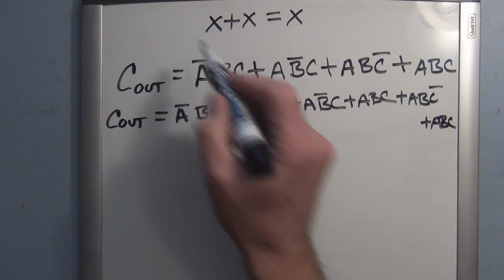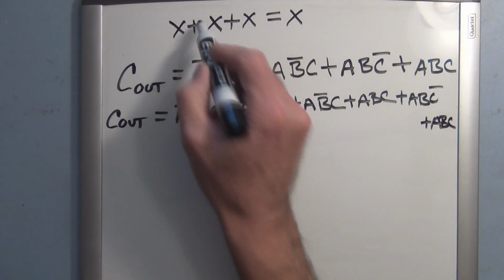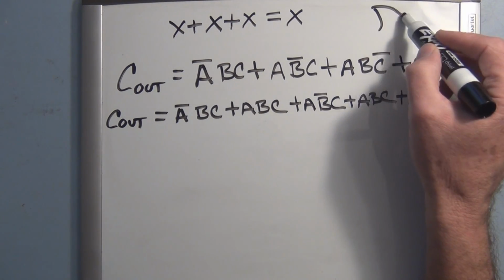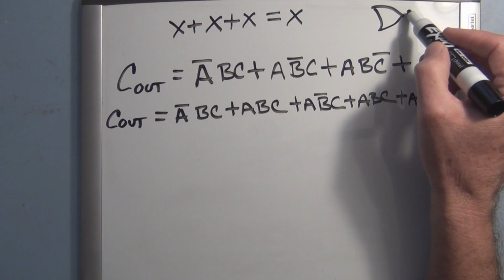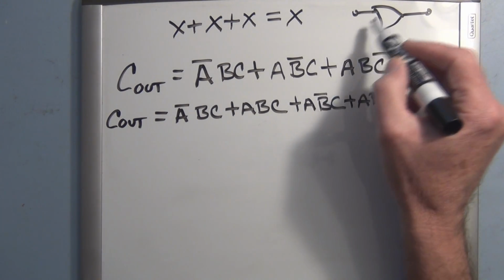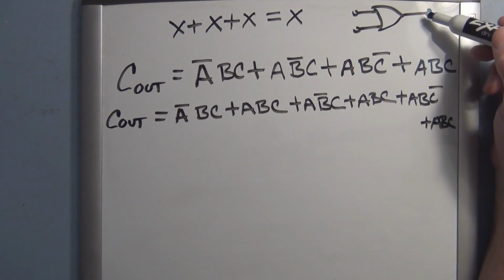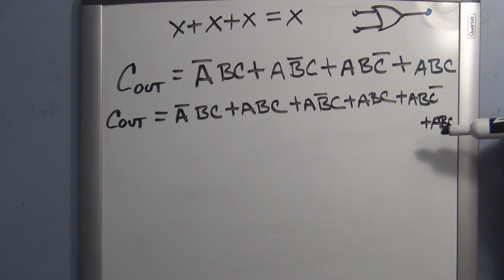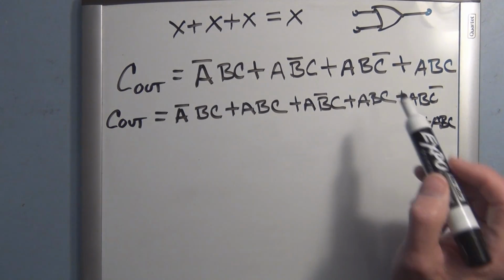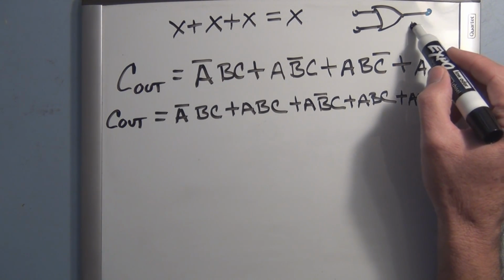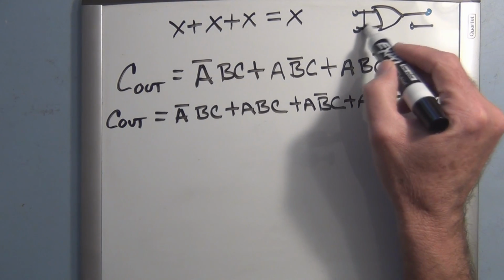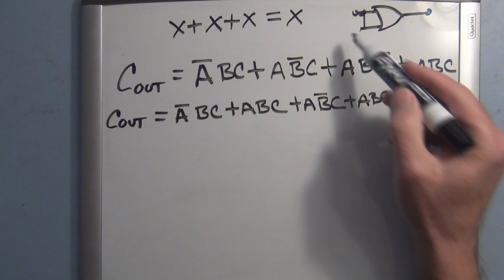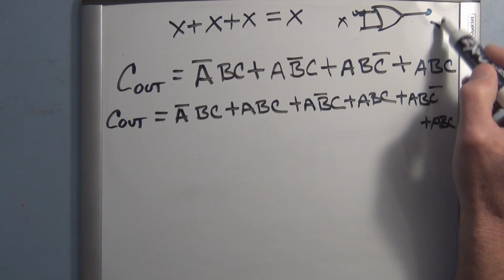And that's because we can add as many x's to an OR gate as we like. Remember, an OR gate produces a 1 when any one or both of the inputs is 1. So it doesn't matter what x is. If we tie these two together like that, x will produce x.